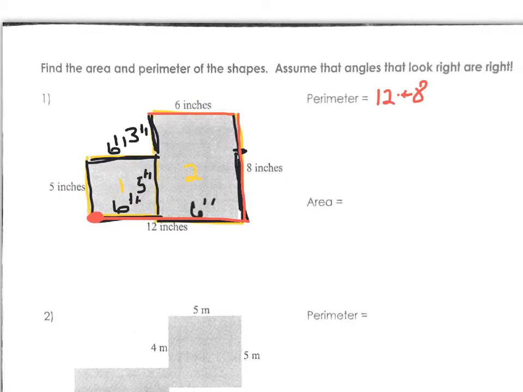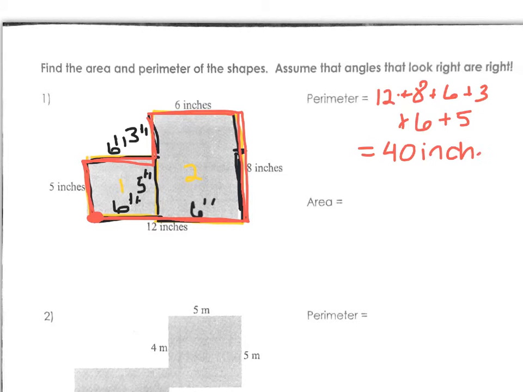So I'm just going to add up each side. This top piece is 6 inches. This piece right here is 3 inches. This piece right here is 6 inches. And this piece right here is 5 inches. So I've completed a walk along the entire edge. 12 plus 8 plus 6 plus 3 plus 6 plus 5. When I add them all up, let's see, 12 plus 8 is 20, 26, 29, 35, that is 40. And remember, perimeter is just measured in regular old units.